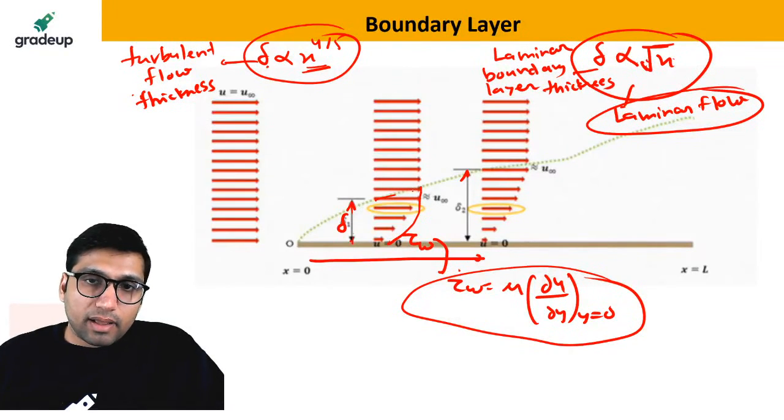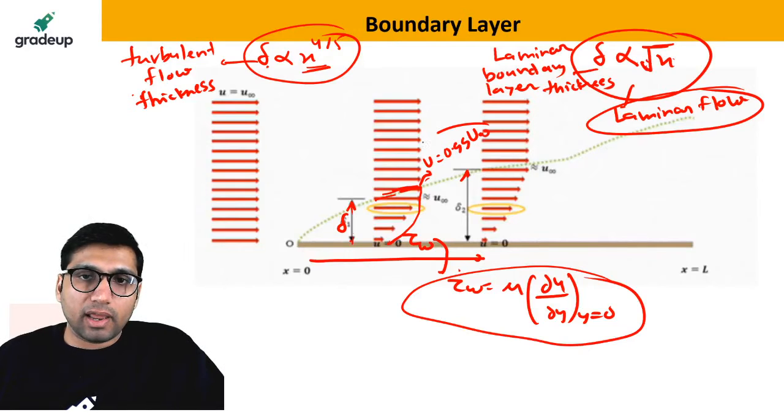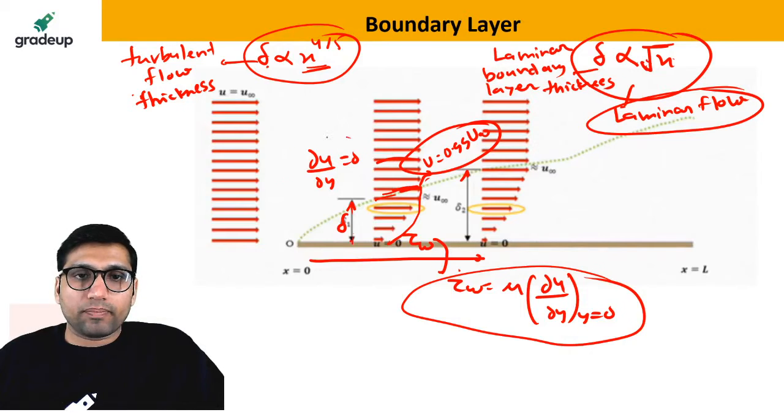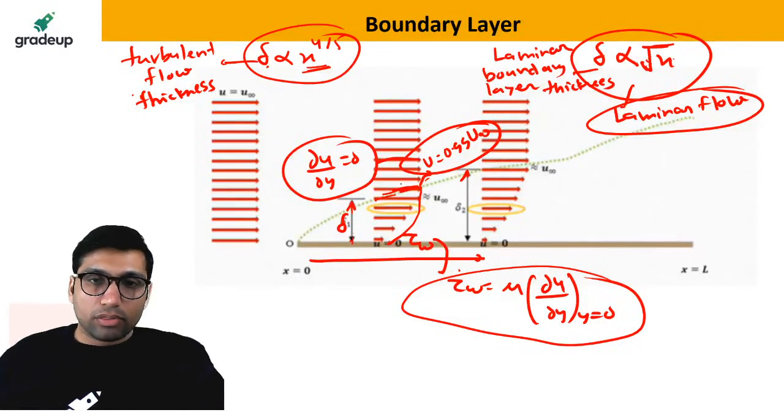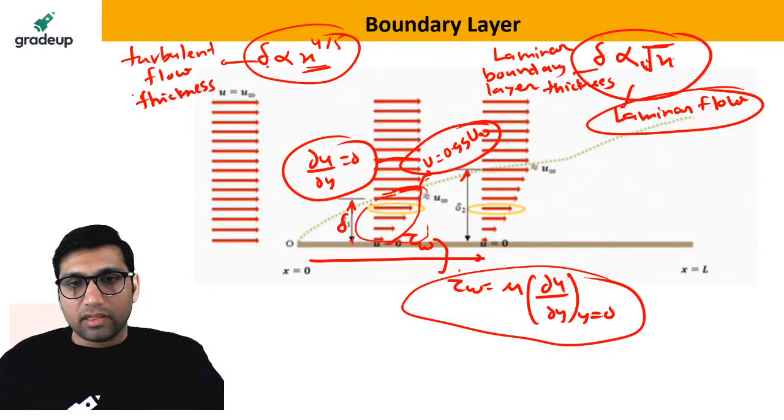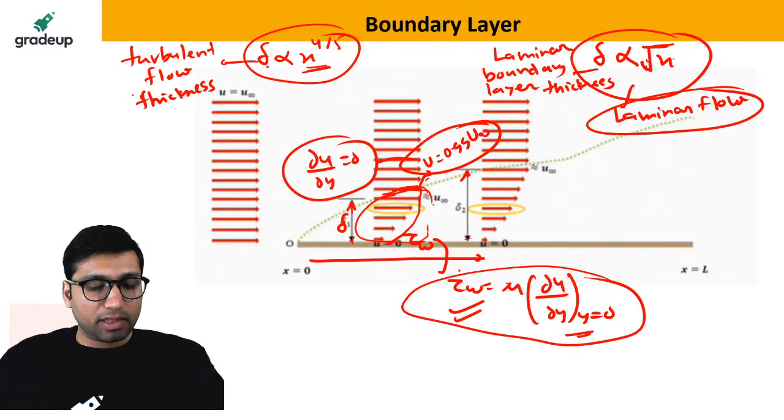But when the flow reaches the point where u is equal to 0.99 times the free stream velocity, at this condition the velocity gradient becomes 0. When the velocity gradient becomes 0, the shear stress also becomes 0. So the shear stress will only be there in this region. And the wall shear stress is equal to mu times du/dy at y equal to 0.